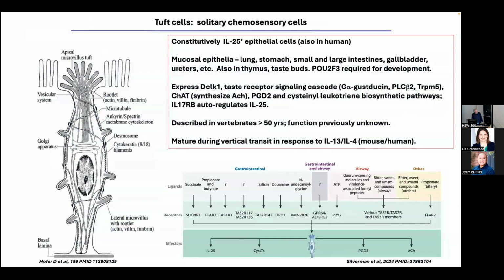So these are solitary chemosensory cells. What was interesting is they had very stereotyped outputs that were unusual for an epithelial cell: a neurotransmitter, acetylcholine, IL-25, eicosanoids. Christoph has done some nice work looking at how the signaling goes through IP3 receptor 3 to cause the release of IL-25, and how IL-17RB itself on tuft cells can autoregulate this system. They had been described for over 50 years in vertebrates, really not knowing what they did. And now many, many ligands have been found.